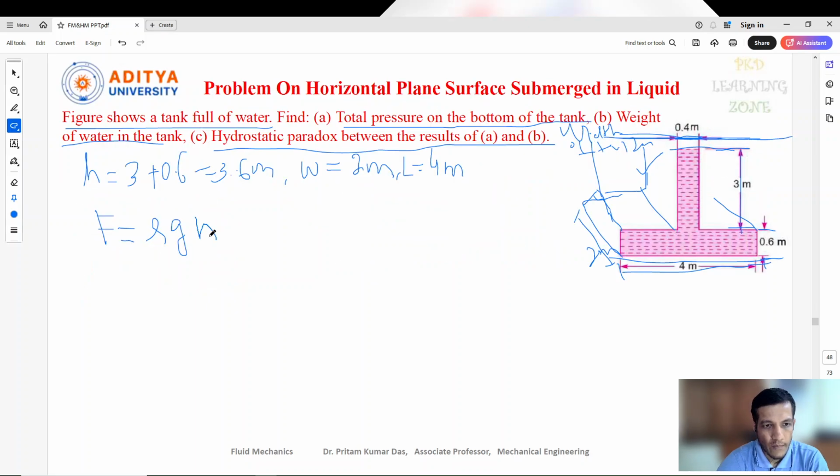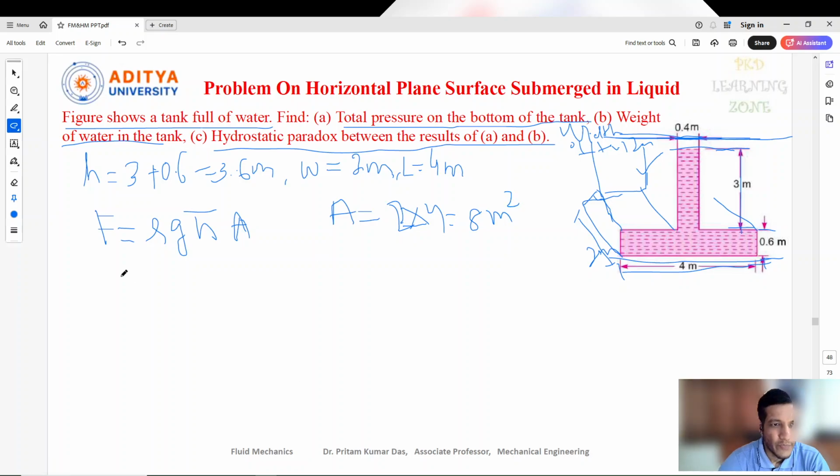So h bar and a. Now here we need to find out the area. So what is the width and what is the length, so that we can calculate the area. So area equal to 2 into 4, that is nothing but 8 meter square.